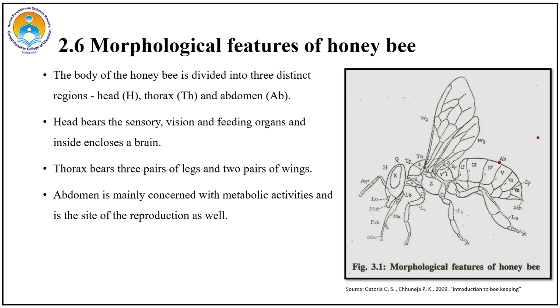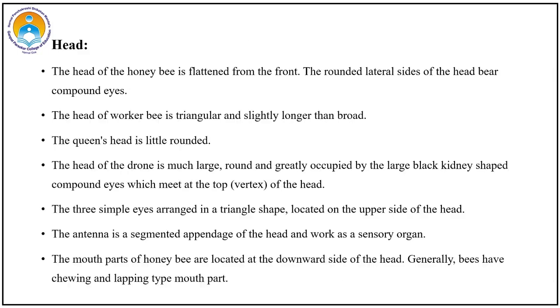Now you can see the morphological features which we discussed just now in this picture, where you can clearly see the head, thorax and the abdominal region. Now let's talk about these regions in detail. The first one is the head. The head of the honeybee is flattened from the front. The rounded lateral sides of the head bear the compound eyes.